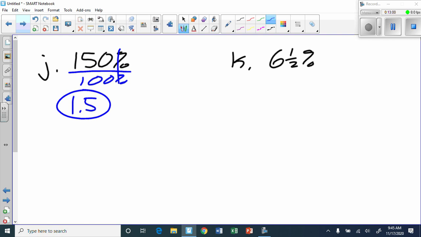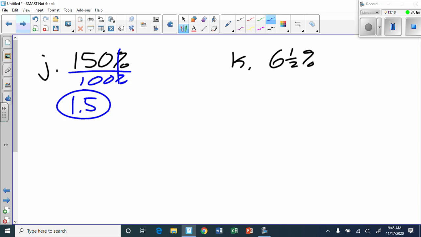1.5. Remember, 100% is 1. So 150% is more than 1, so my answer has to be more than 1. Takes us to the last one. I'm going to show you 2 ways to do this one. I want you to write down both of these ways if you have not done so, okay?